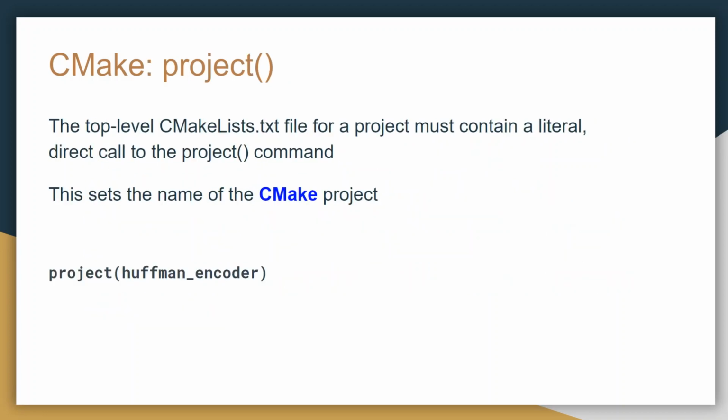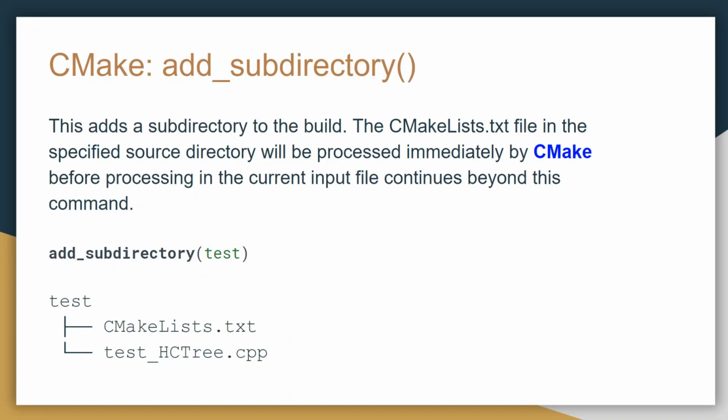So CMake project. The top level CMakeList file for a project must contain a literal direct call to the project command. This sets the name of the CMake project. So in our case, this is Huffman encoder. And you can see all of this if you look in the CMake files. All of the examples have been taken from the code that you've been given, the starter code.